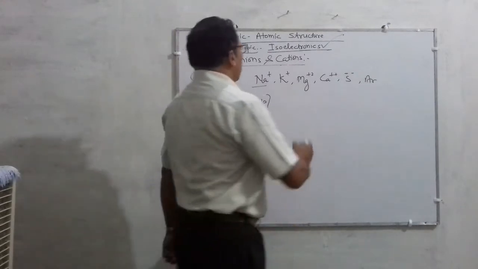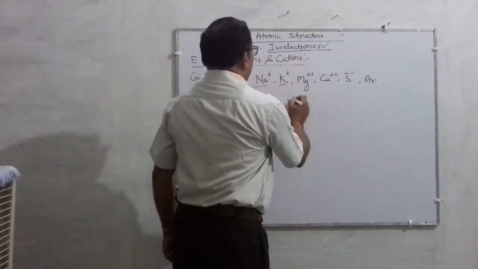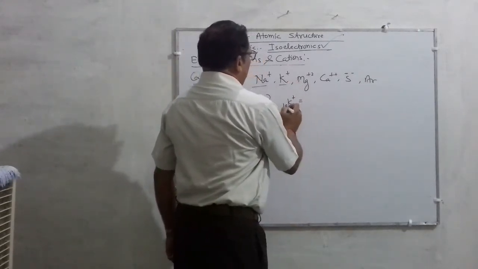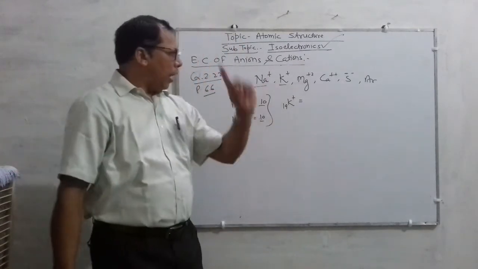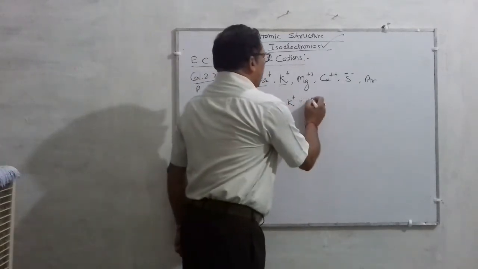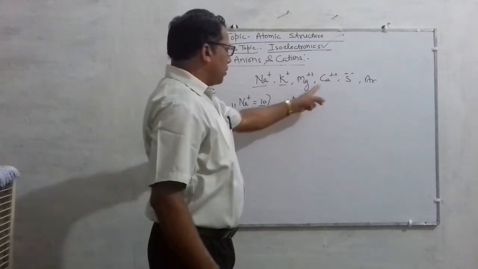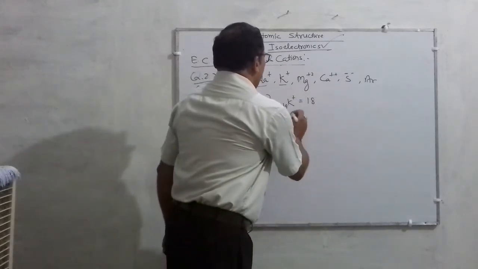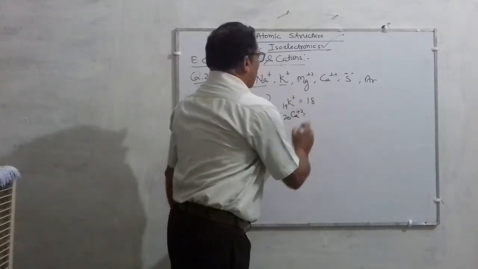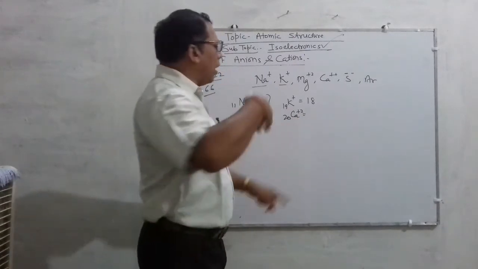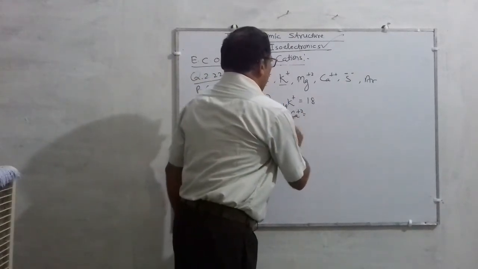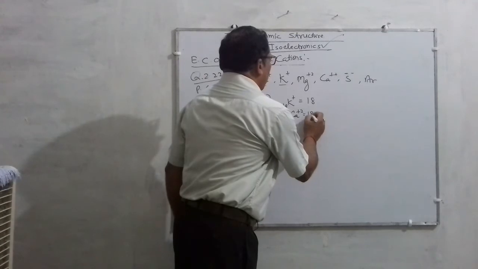Now come to the others. Here is potassium, and you know that potassium is 19. It has lost 1 electron. So the electrons become what? 18. Next is calcium, that is 20 Ca having plus 2 charge. Plus 2 sign means it has lost 2 electrons. So 20 minus 2 is what?